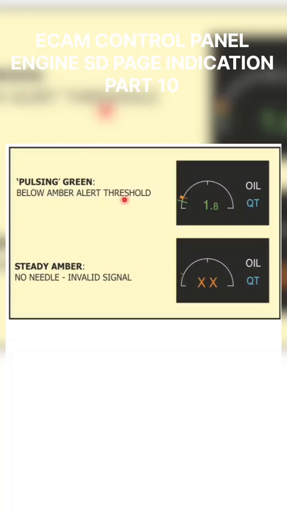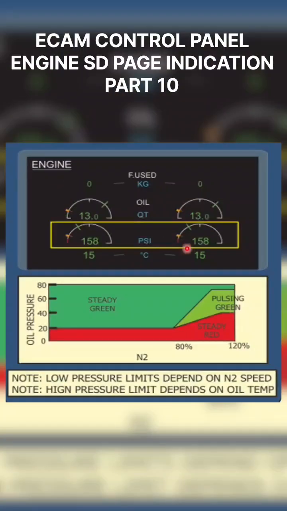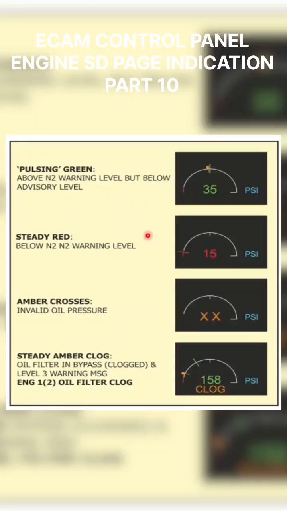So we'll just see this diagram. Pulsing green below the amber alert threshold will come. This is your amber mark. Steady green with no needle means an invalid signal, and you will get this indication. This is your oil pressure. For example, the low pressure limit depends on the N2 speed, and the high pressure limit depends on the oil temperature. The low pressure limit will change once N2 speed is reduced. If you see here, it is pulsing green above the N2 warning level but below the advisory level.